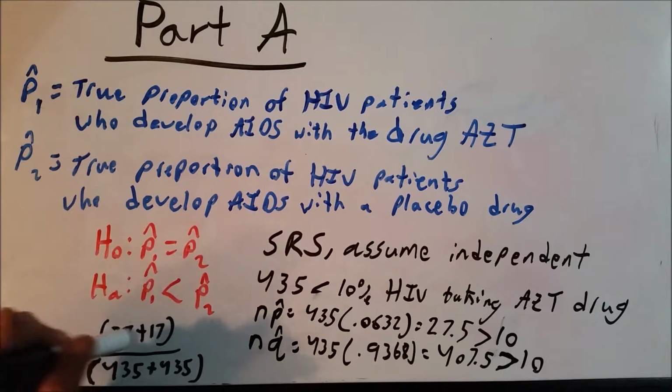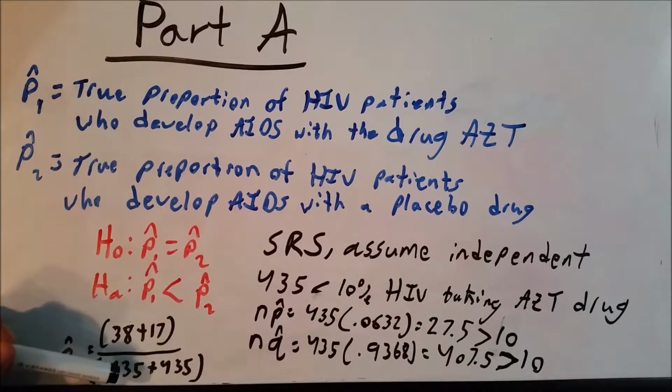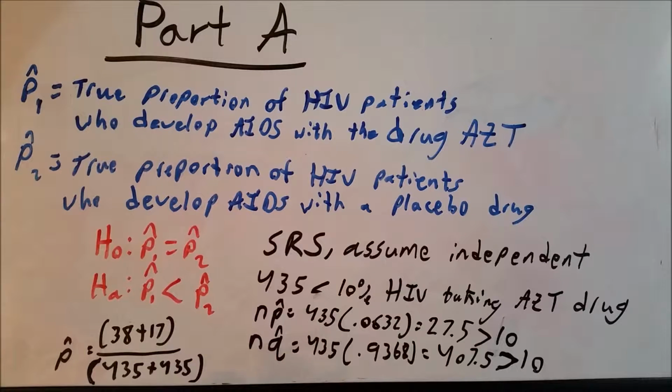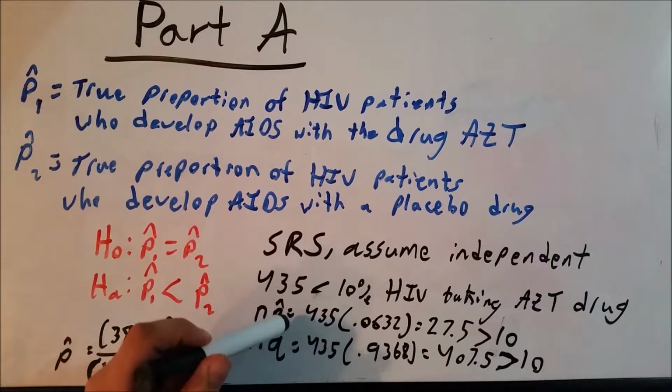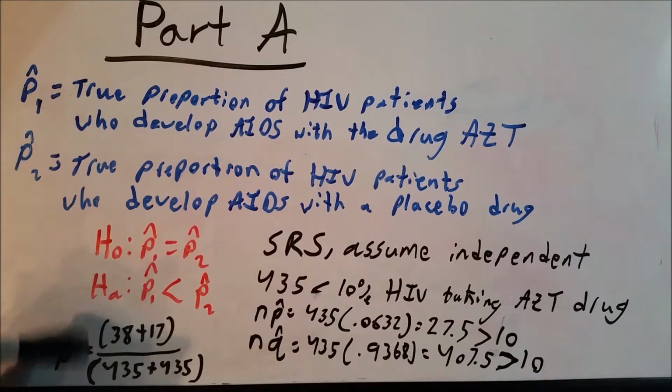And then here, the data is pooled, so it would be the two proportions, or the two total developed AIDS, which is 38 plus 17 over the number of both, which is each 435, so you add them. And then from here you get your proportion of 0.0632. And then np hat is equal to, well, you just multiply them together, and 27.5 is greater than 10, so that checks out good. And then nq, which is 1 minus the p-value, also checks out to be a lot greater than 10. And these are the same for both np2 and nq2, also because it would just be flipped. It would be the same proportions.